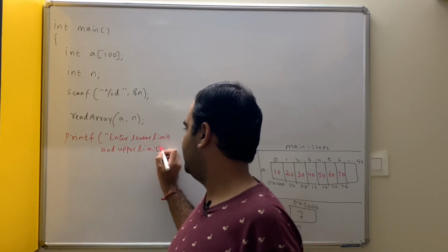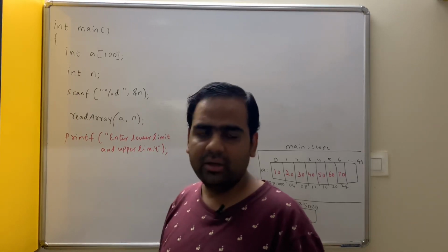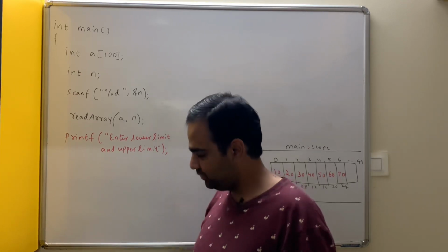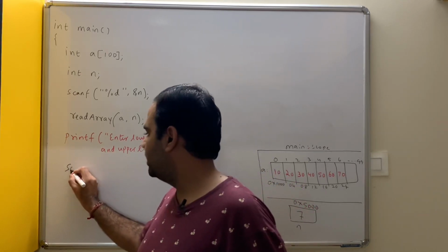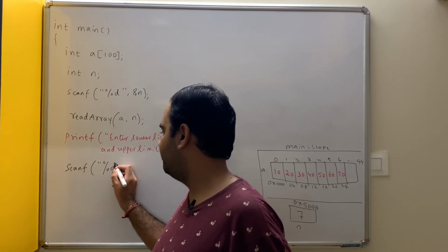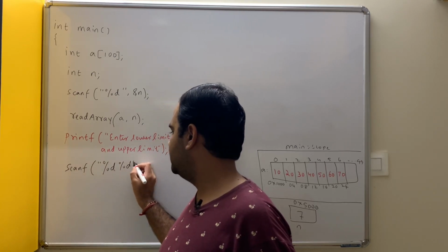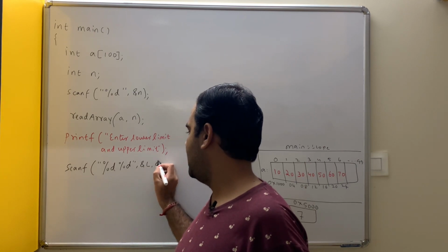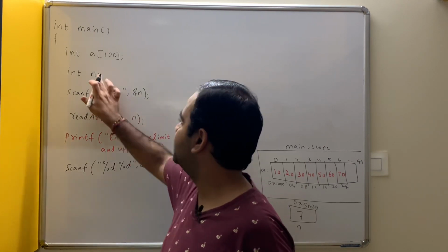Now after you say enter lower limit and upper limit, let us read it, and we will store L in lower limit and U in upper limit. We say scanf %d, ampersand L, ampersand U.